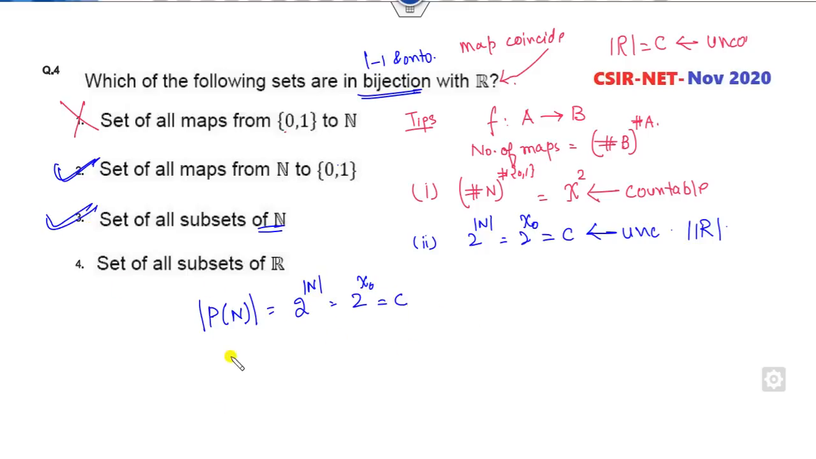Set of all the subsets of the R, that is the power set of R. So you can see this is 2 raised to power of C, which will always be greater than C, which is not equal to C. So this is not countable, or you can say it's a bijective map with the R. So the right answers are B and C.